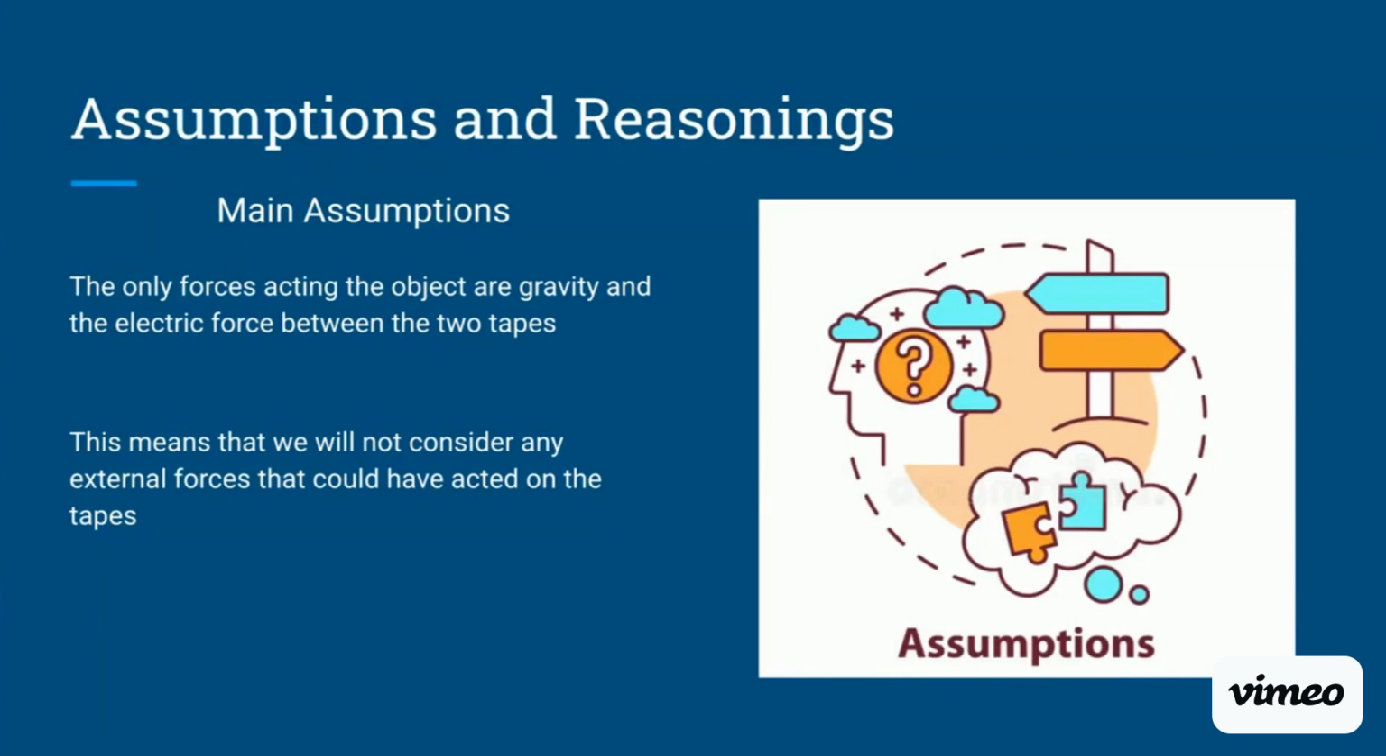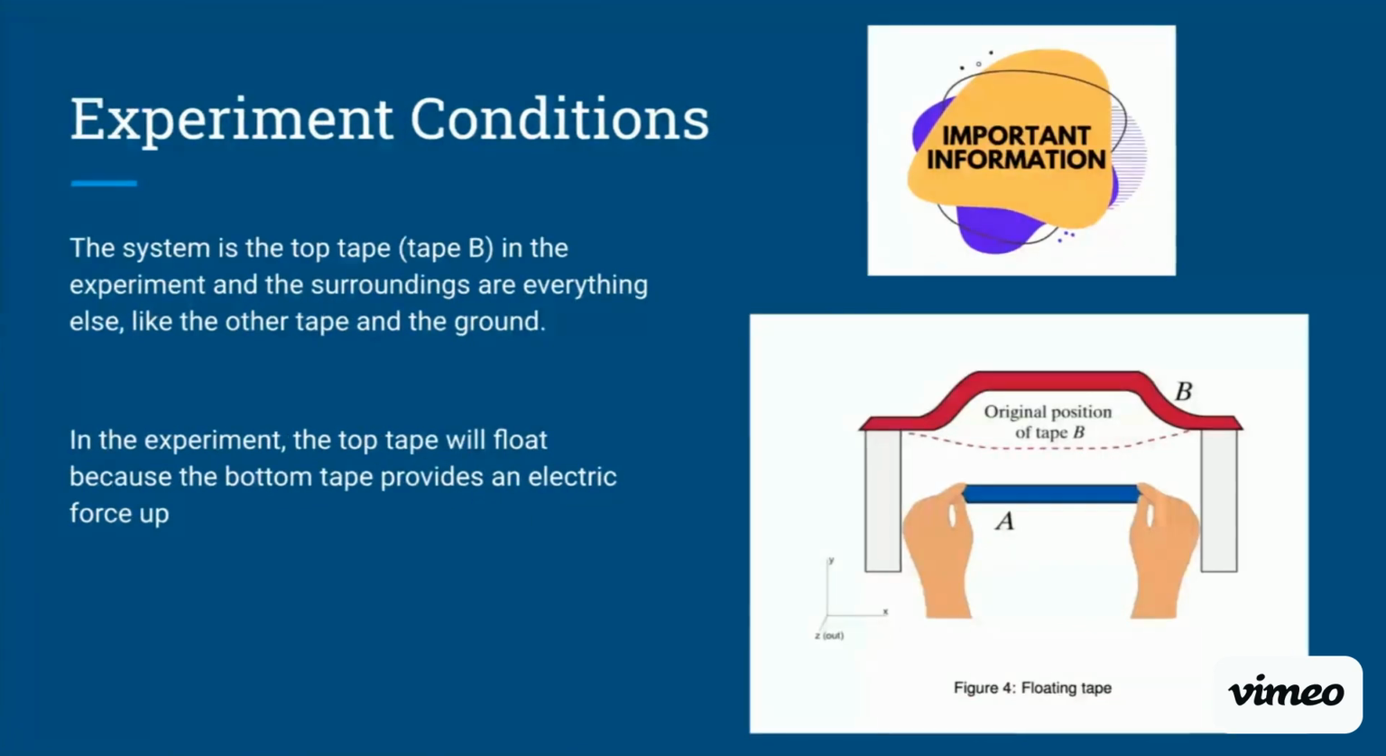Now we must cover some major assumptions in the experiment, and one is that the object only experiences a gravitational and electrical force. This means that we will not consider any external forces that could have acted on the tapes. On top of the assumptions, it is important to know that the system, which is what we will analyze, is simply the top tape, which is tape B in the experiment, and everything else is surroundings, like the bottom tape and the ground. To get into some detail about the experiment, we will have two tapes aligned vertically, causing the top tape to float since the tapes repel each other, since they will have the same charge. Then the top tape will be at rest while floating in the air, and this is due to the electric force and the gravitational force acting on the tape.